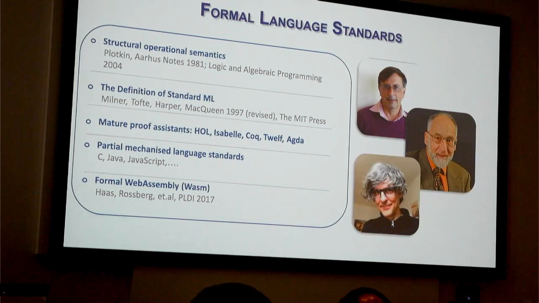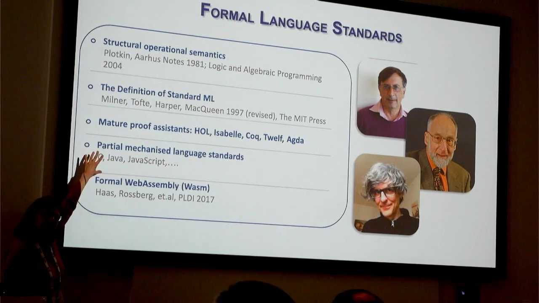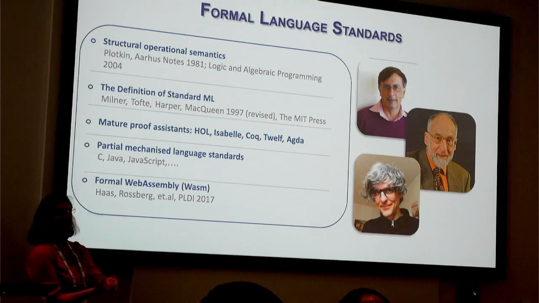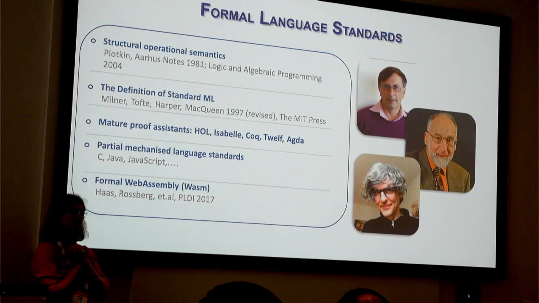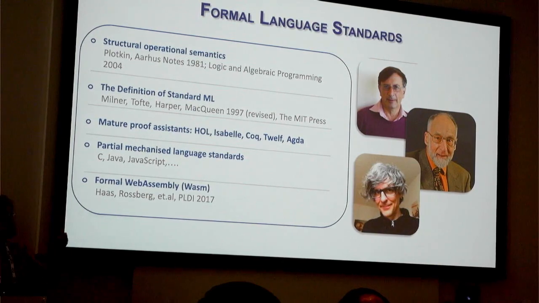We know the beginnings. We know our field. We've got Gordon Plotkin doing structural operational semantics, through to Robin Milner doing Standard ML, loads of mature proof assistants, loads of partial mechanized language standards that have come after the fact and are not really integrated within the standard. And then, wallop, this is Andreas Rossberg, who has given us an industry standard where the only way you change the specification is by doing the formal semantics. That's written into what the standard means, and it happens to be the WebAssembly work. It happens to be small enough at the moment that it's possible to do this.